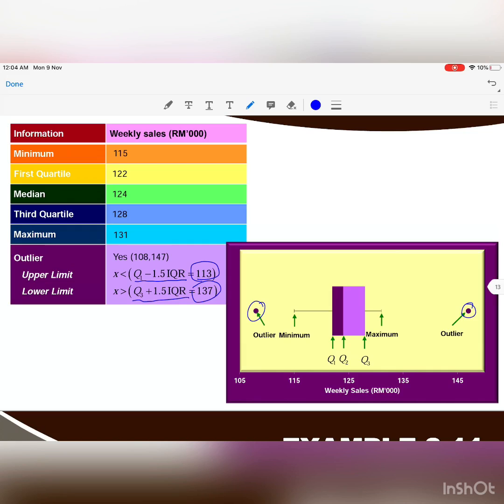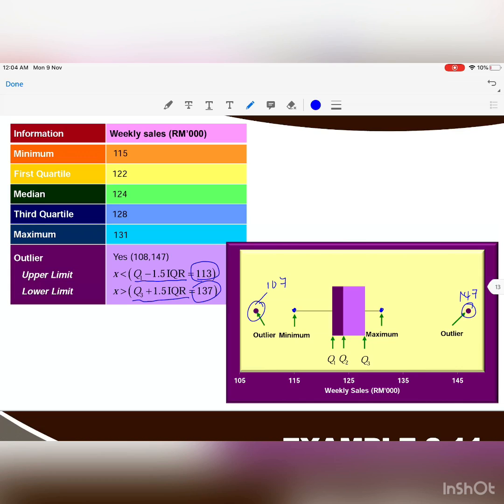So look at this box plot. We have 2 outliers. Draw in the scale. So we have the scale here. Our outliers are 108 here and 147 here. This is the minimum and this is the maximum.